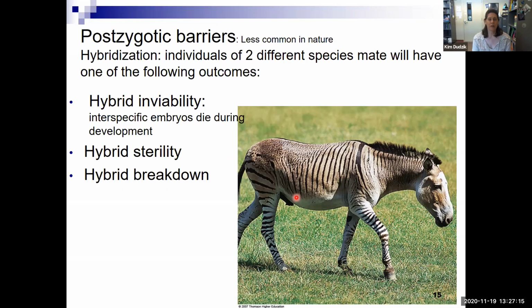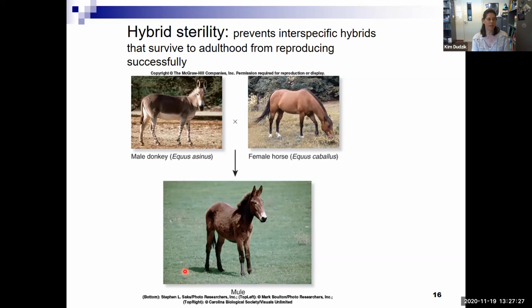Okay. There are two other types, where maybe the offspring does develop. Then we might see hybrid sterility or hybrid breakdown. Here's an example of hybrid sterility, right? This does happen. You can have a male donkey, and when he mates with a female horse, they create the hybrid, their offspring, a mule, right? So in this case, the mule can develop into an adult, but they're sterile. They can't reproduce themselves. So that again is hybrid sterility.